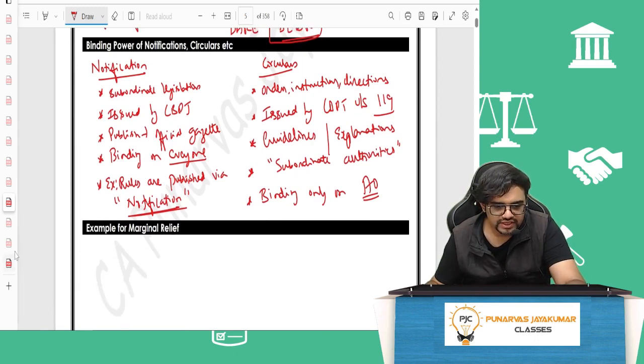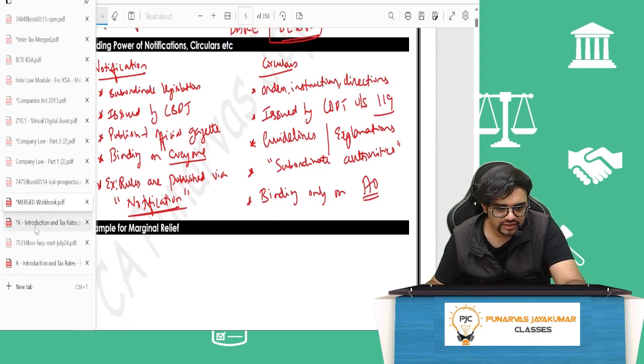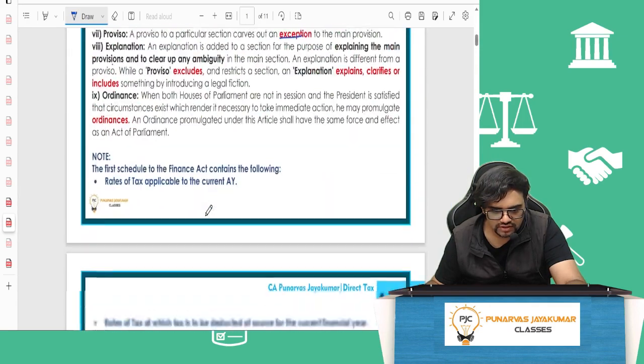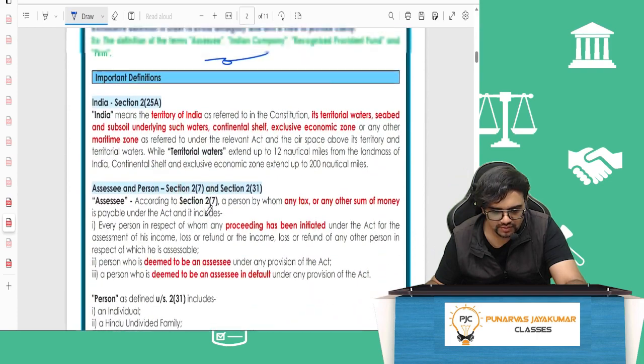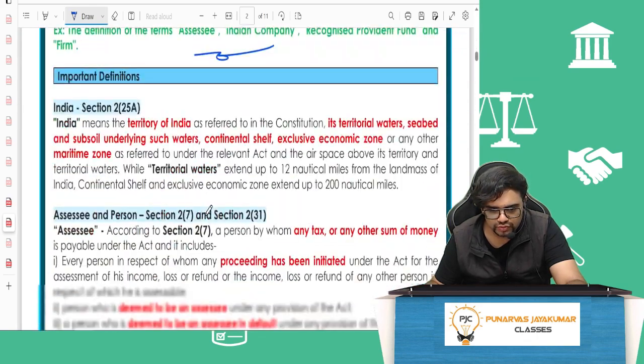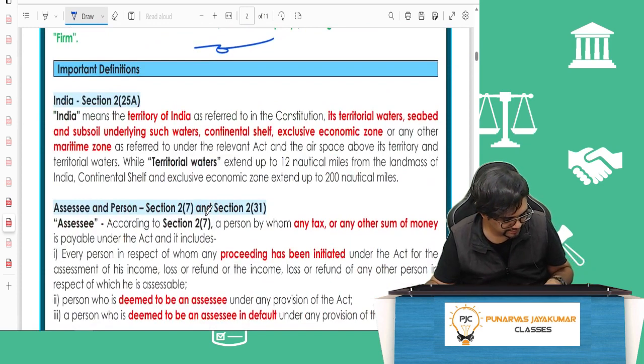And then we were checking the notes. So let's see the notes. One by one, we'll have to check that. We saw all these things, judicial pronouncement and all that, rates of tax. Coming to the important definitions, this is what we need to do. Page number A2, important definitions.